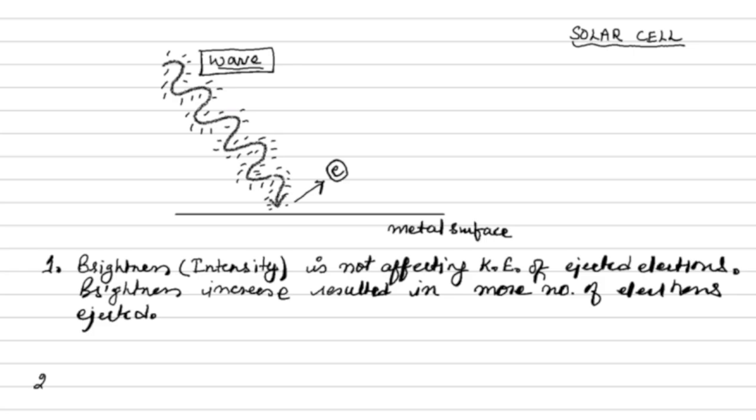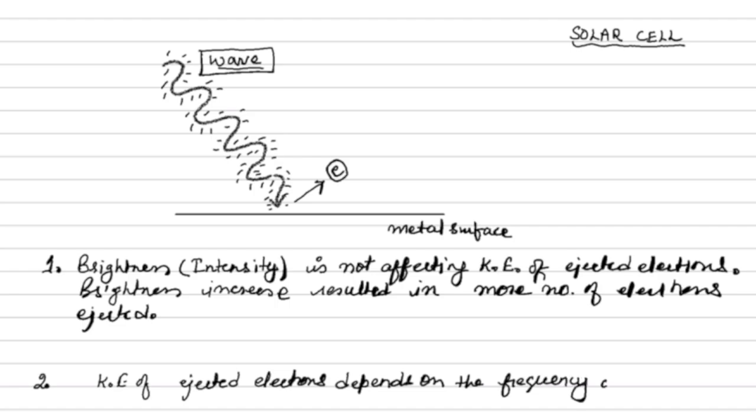So our second shocker is kinetic energy of ejected electrons depends on the frequency of light. So these are the results we are getting, and which are very strange. So the kinetic energy of electron is depending on the frequency of light.